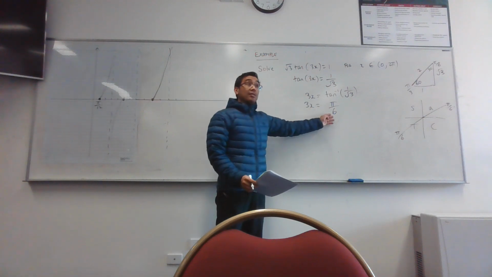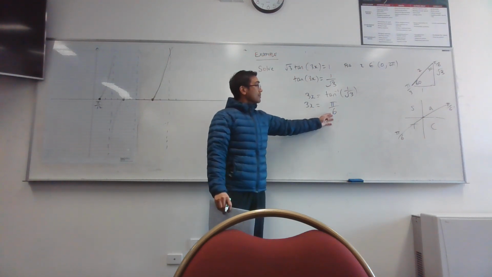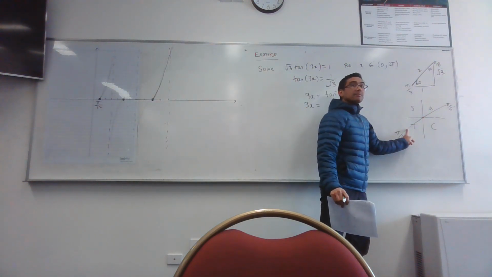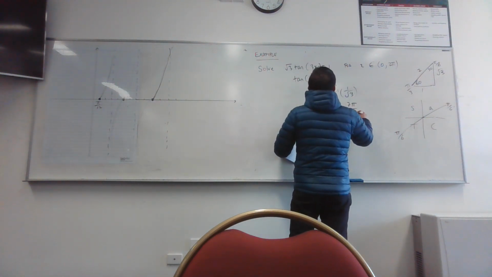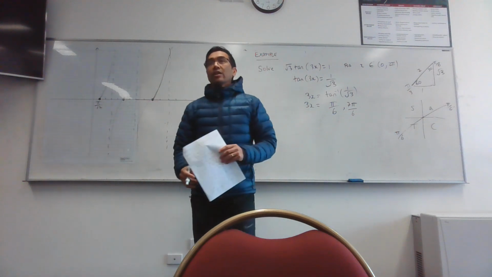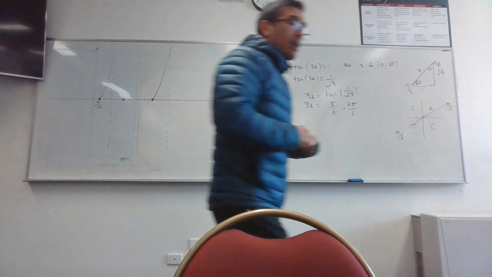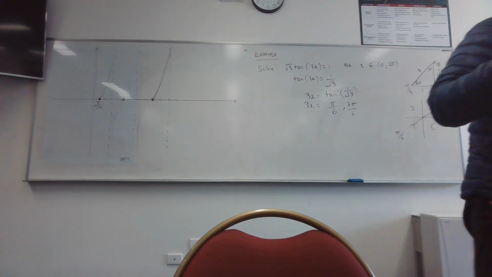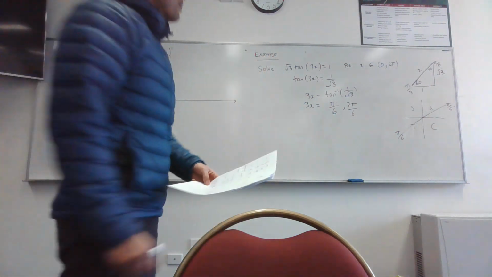Pi on 6 is not the only answer. What's another answer, Nathan? This is pi on 6. What's this one here? 7 pi on 6. Are those the only 2 answers? And if it's a no-go, why? Okay.